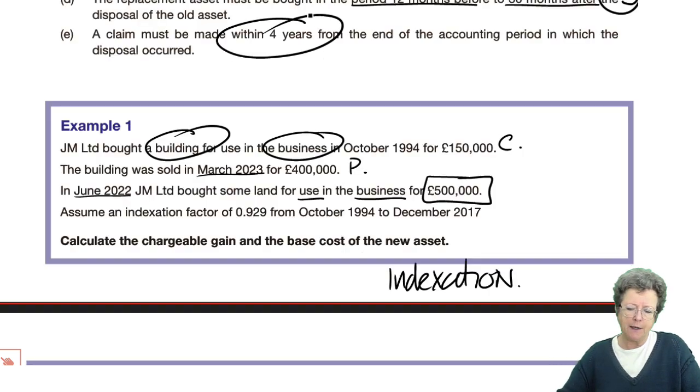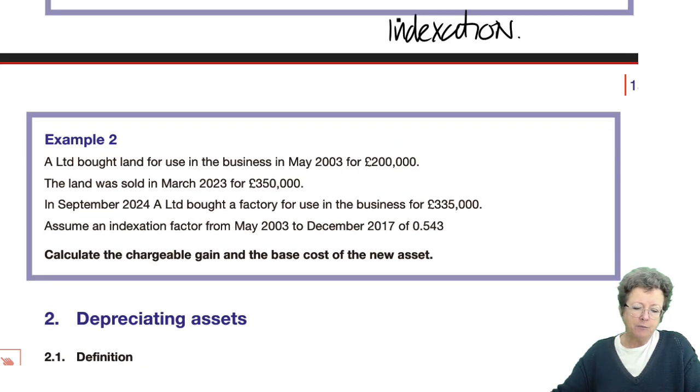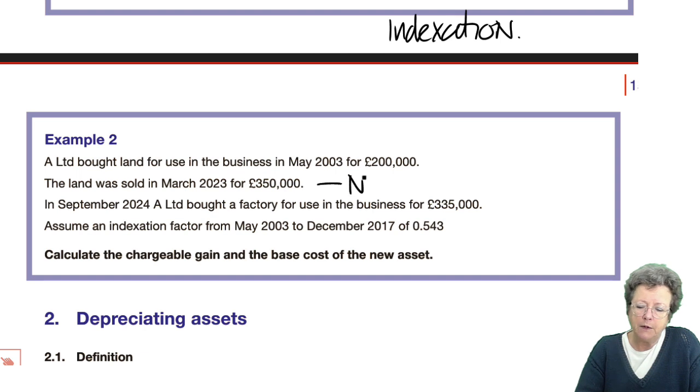Example number two now. A Limited bought land for use in the business for £200,000 in May 2003. The land was sold in March 2023 for £350,000. In September 2024, A bought a factory for use in the business for £335,000. Have they reinvested all the proceeds? Not all reinvested.